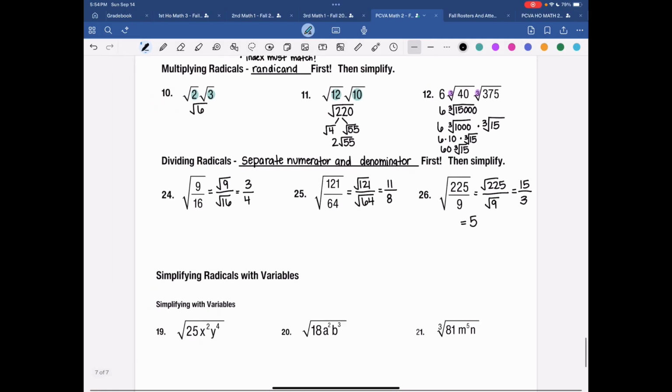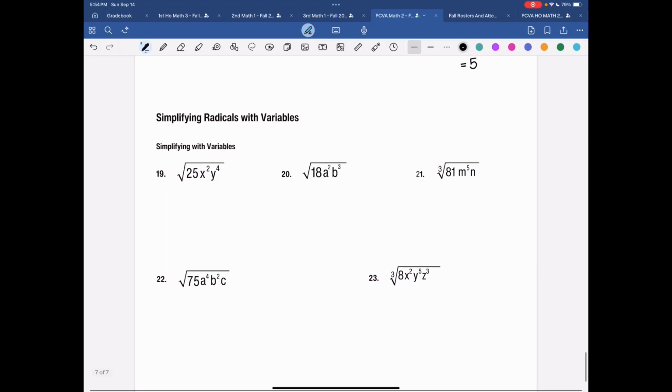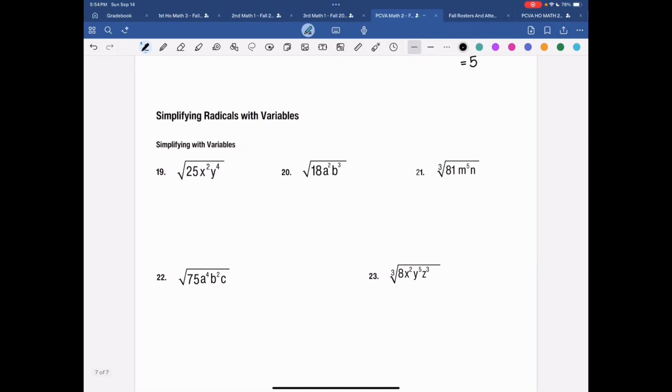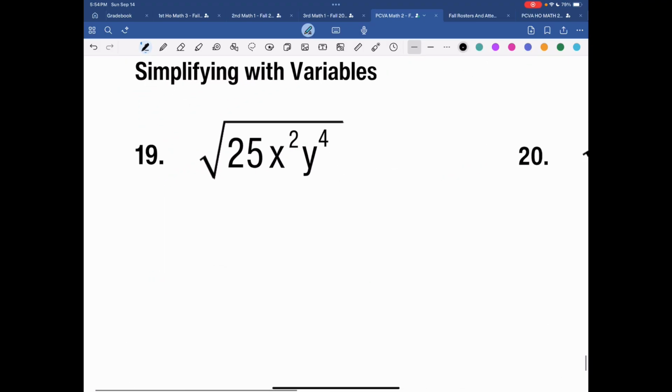All right, so with these last ones, we're going to be looking at the same types of problems. We're going to add in the variables, okay? So when I'm looking at variables, we're still going to be looking at how many there are. Just as a reminder, if I say I have x to the third power, that means that I have x times x times x. So that's how many I have for each variable.